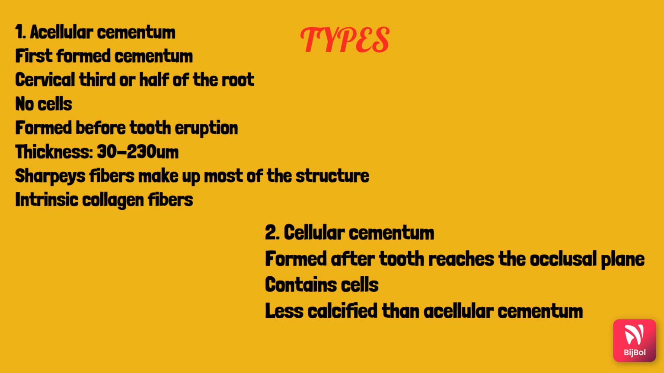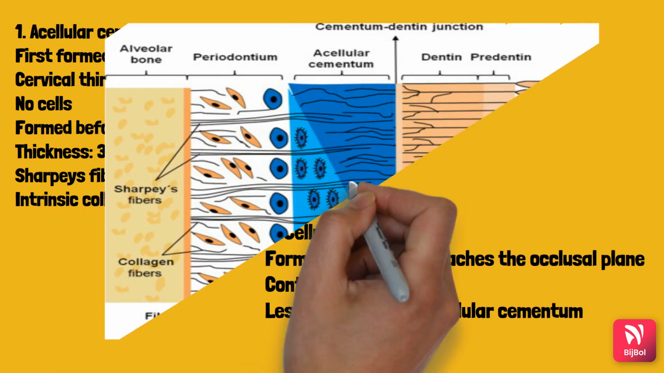The thickness of the acellular cementum ranges between 30 to 230 micrometer. Another important point is that the acellular cementum has the most amount of Sharpey's fibers. We already know that Sharpey's fibers are the extrinsic fibers. They are the portions of the principal fibers of the periodontal ligament that get embedded in the cementum and the alveolar bone. So the acellular cementum has Sharpey's fibers in most amount when compared to the cellular cementum. The acellular cementum is also more calcified when compared to the cellular cementum.